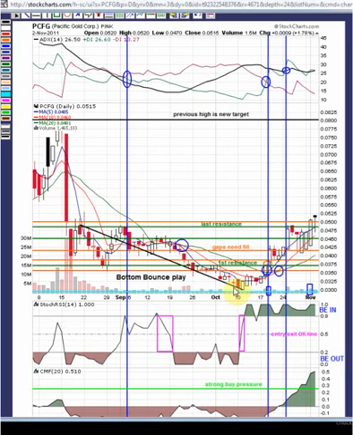All bottom bounce plays, I say, you should never enter a bottom bounce play because no one can call a bottom until first resistance is crossed. First resistance is crucial in entering a bottom bounce play. You can always get faked out if you enter too early.